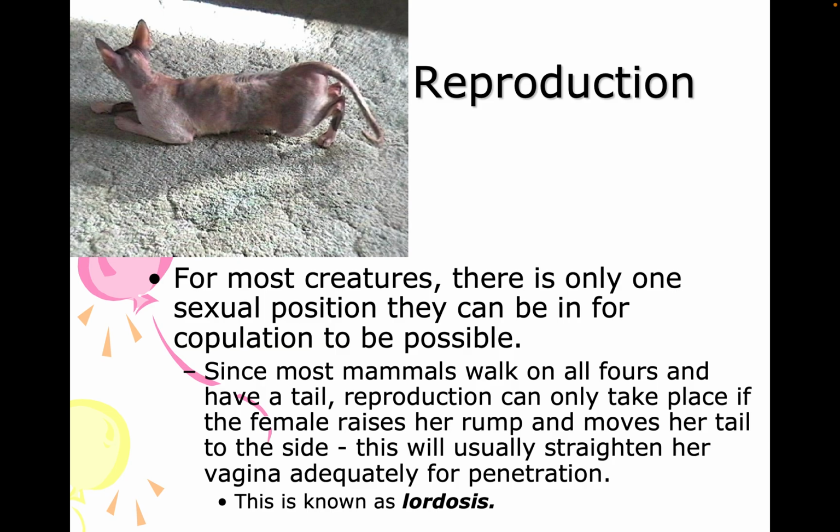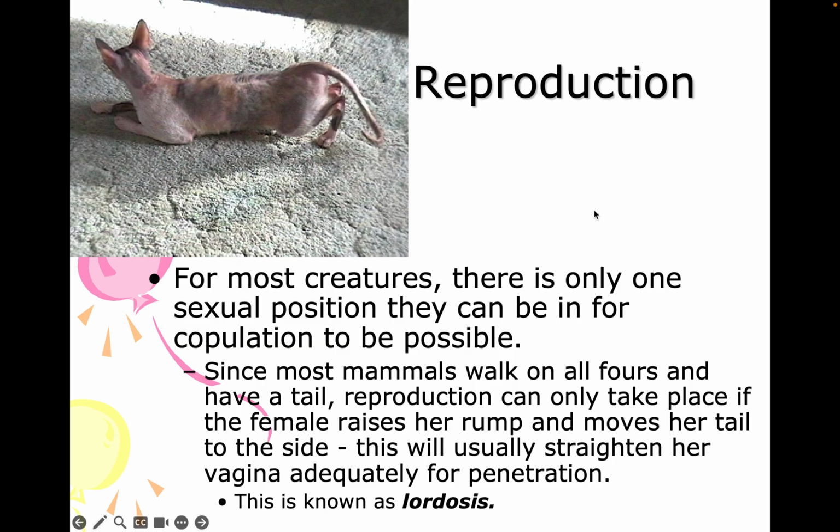For most creatures, there is only one sexual position they can be in for copulation to be possible. Since most mammals walk on all fours and have a tail, reproduction can only take place if the female raises her rump and moves her tail to the side. This will usually straighten her vagina adequately for penetration. And this is known as lordosis.